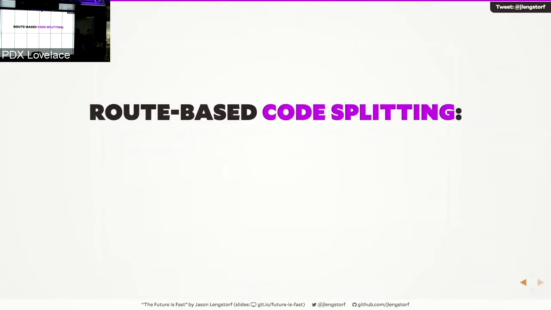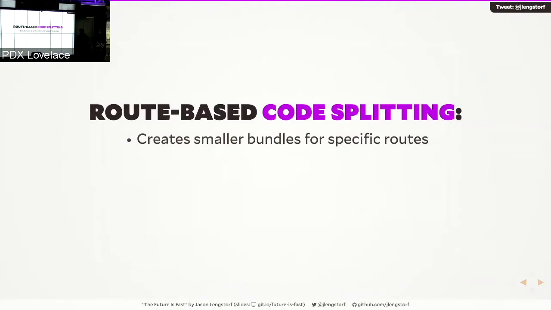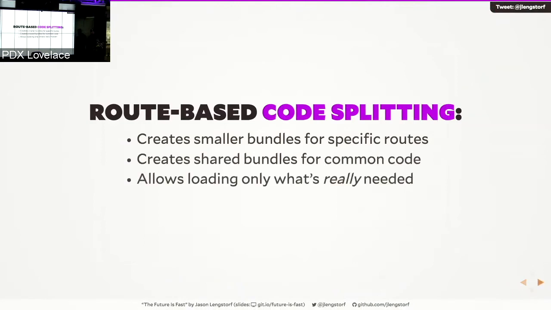Talking about route-based code splitting, you're creating smaller bundles for specific routes. I'm going to show a diagram that makes this a little easier to understand. So let me talk through it a minute, and then we'll look at a diagram. It creates shared bundles for common code, and it allows us to only load what's really needed.